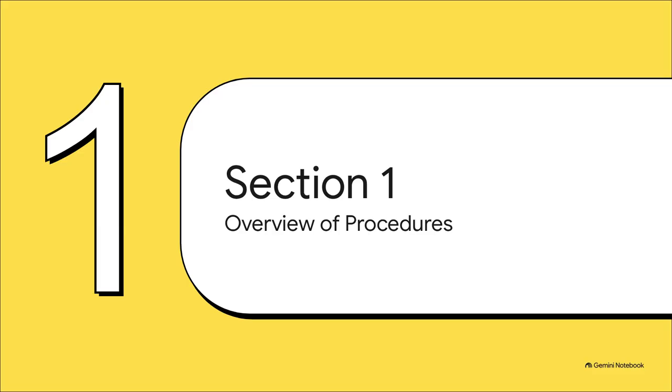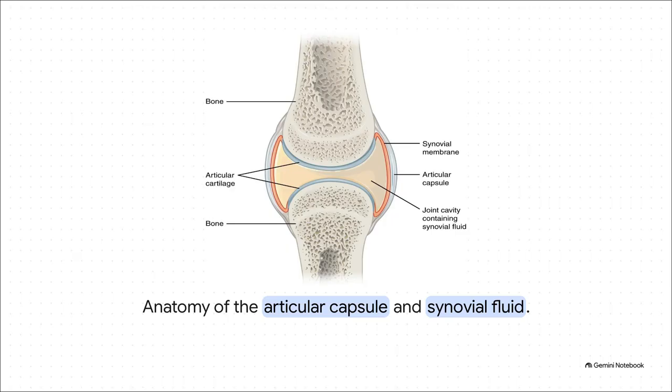All right, Section 1, Overview of Joint Procedures. Now, to code accurately, you absolutely must know the territory. Think of the joint cavity like a highly specialized, sealed environment. You have the articular cartilage protecting the bone ends, and that is completely enveloped by the articular capsule and the synovial membrane, which holds all the synovial fluid. So whether a surgeon is simply introducing a tiny needle to aspirate some fluid, or they're making a full-blown incision, knowing exactly which anatomical space is being breached is literally the foundation of accurate MSK coding. Everything we talk about today revolves around this very precise biological space.